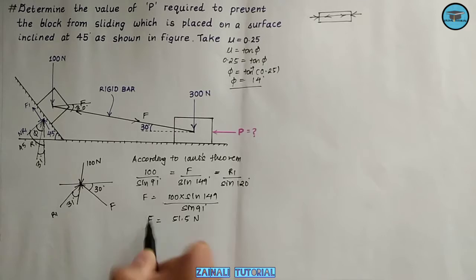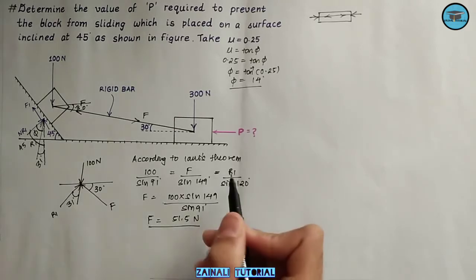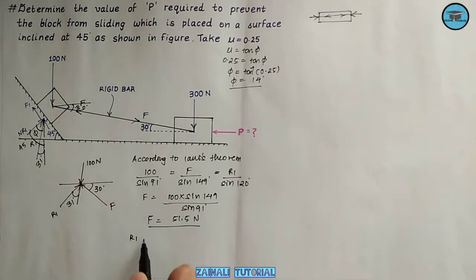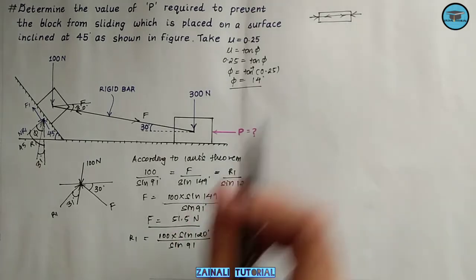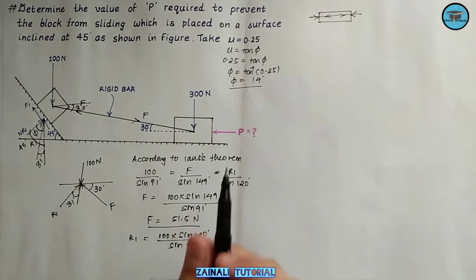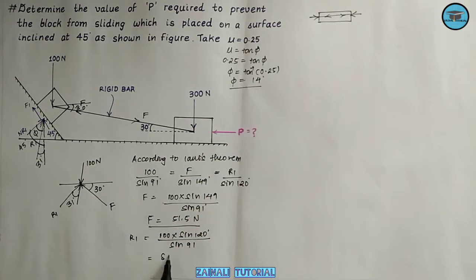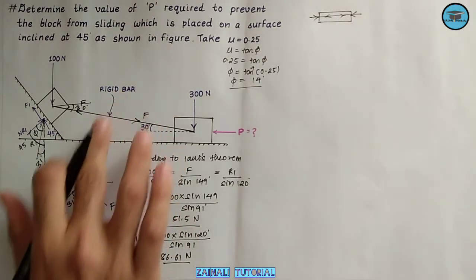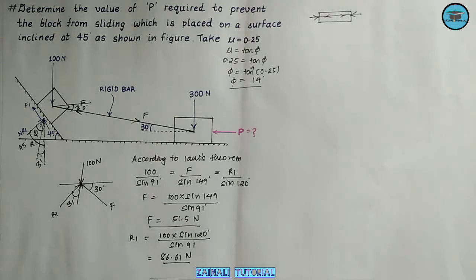The force would be equals to 51.5 Newton, and R1 can be calculated as 100 into sine of 120 degree divided by sine of 91. So the value of R1 can be obtained as 86.61 Newton. Okay, so we have obtained the force which is present in the rigid bar, which is of the compressive nature.